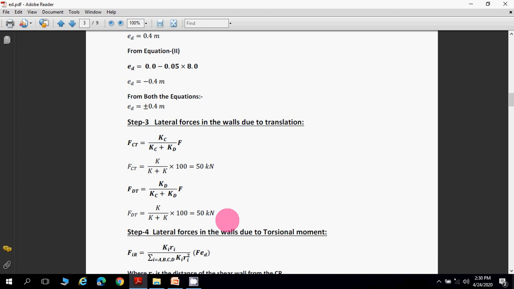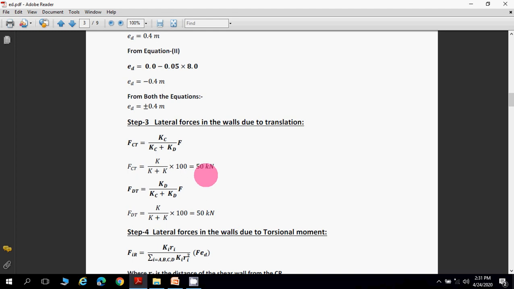One thing to keep in mind is that if the stiffness of both walls is the same, then the total shear force will be distributed equally in both walls.